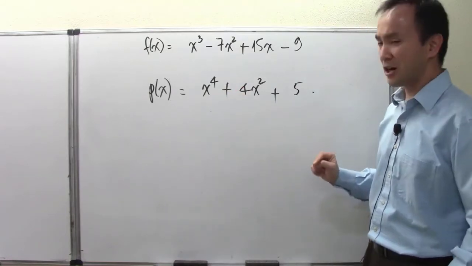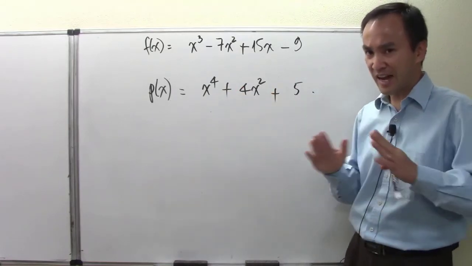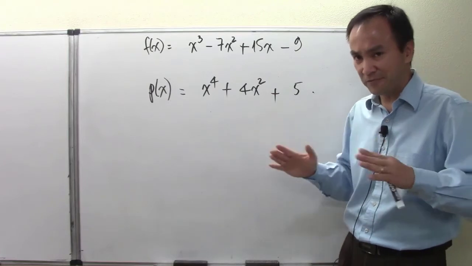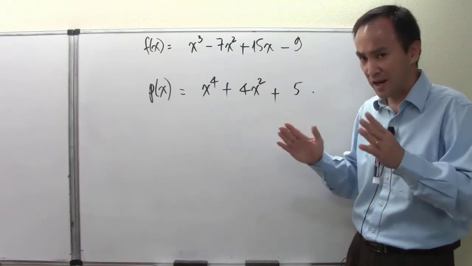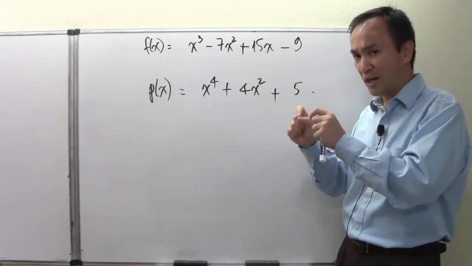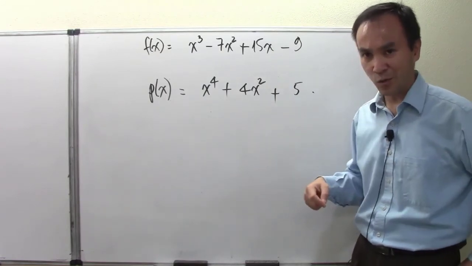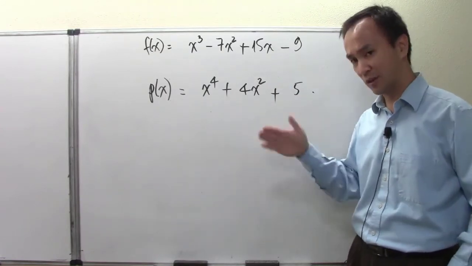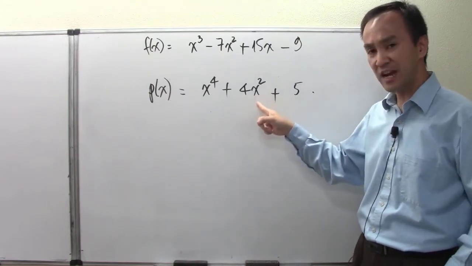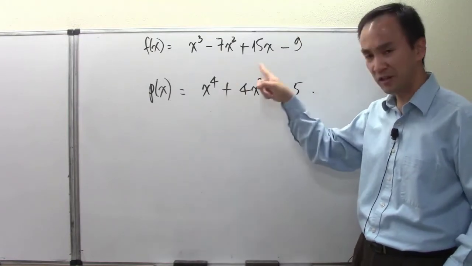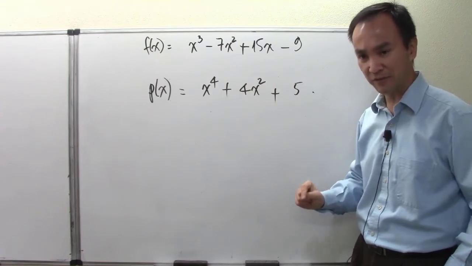Okay, and so let's look at the graph, and just like how I said earlier, the graph is going to have some points where it crosses the x-axis, and at some other point it crosses the y-axis, the vertical axis. So let's investigate this function right here, the x to the 4th plus 4x squared plus 5.